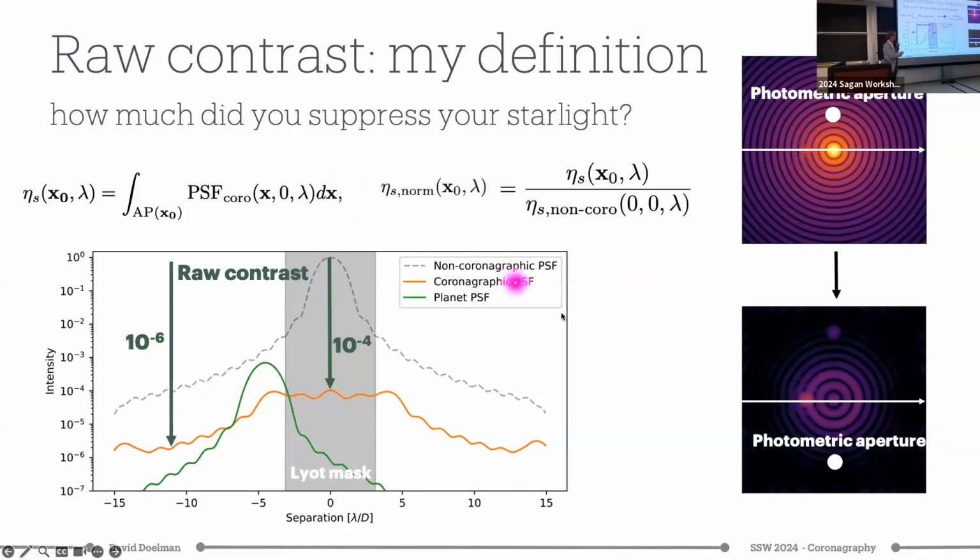I normalize it with the PSF, which is a non-coronagraphic PSF, just because it's easier to think about like fluxes. If we're not looking at stars with magnitudes, it's just easier to think about relative intensities because we can also multiply this with the final intensity.